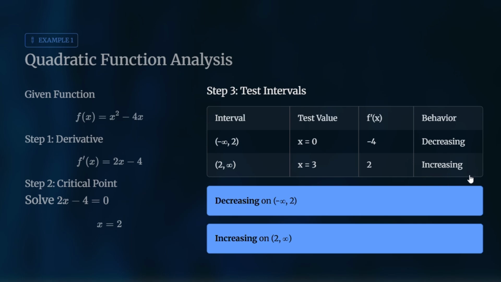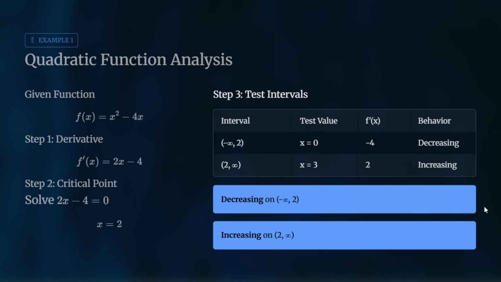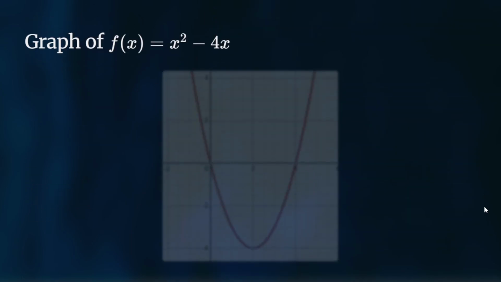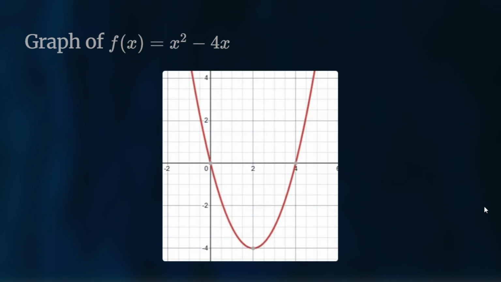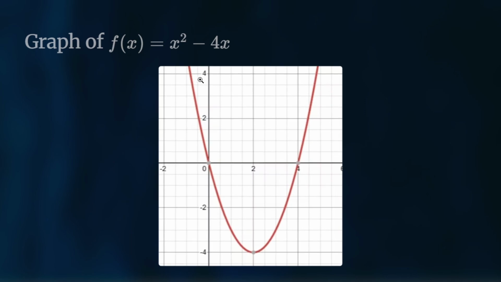So once again, for the function f of x equals x squared minus 4x, it's decreasing on the interval from negative infinity to 2 and increasing on the interval from 2 to infinity. If we look at the graph, this is the graph of a parabola, and you can see that the function is decreasing up until 2, and then it's increasing from 2 to infinity.